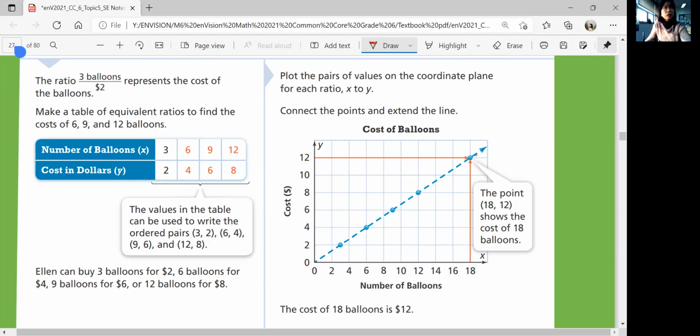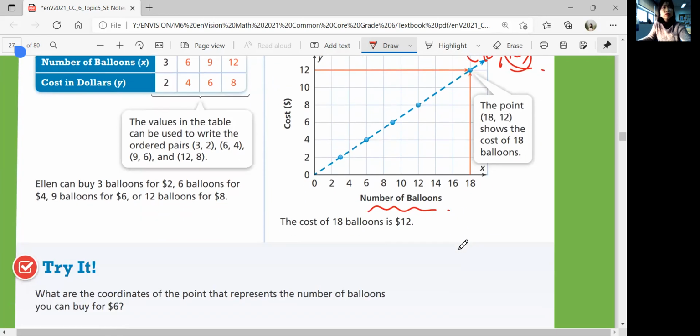You need to know which, in this point, 18, 12, represents which. 18 represents the X value, X, Y, right? X represents the number of balloons. So that's number of balloons. And Y represents the cost in dollars. So for 18 balloons, it costs $12 is what you are trying to get.